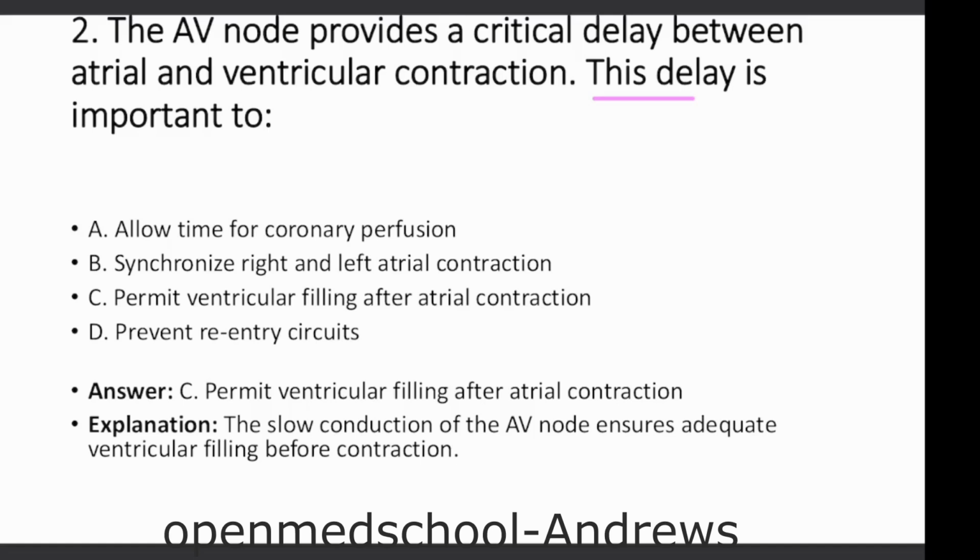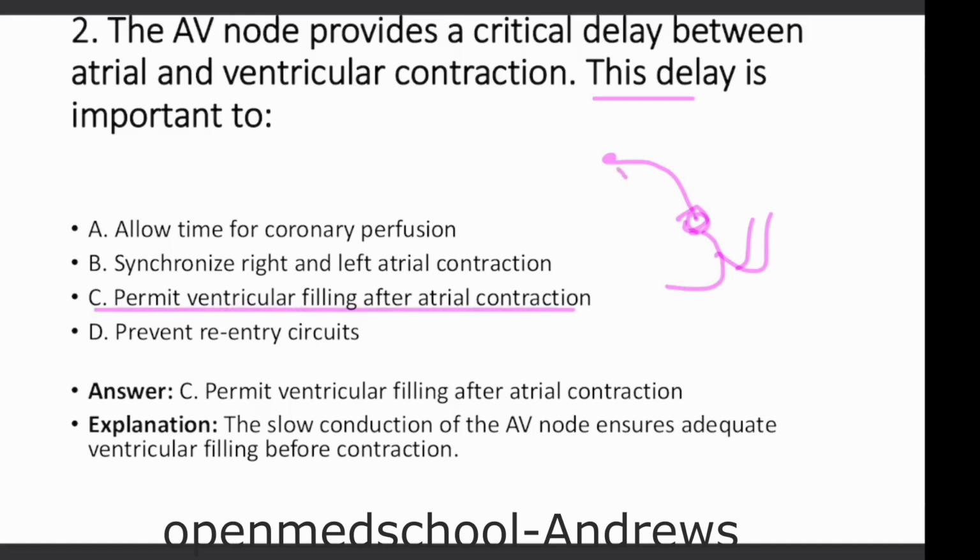So remember, this is the conducting system. There is a SA node. There is a delay in the AV node. Bundle of His, the right bundle, the left bundle, and the left will divide into two divisions. So why is there a delay in the AV node? The correct answer is, it permits ventricular filling after atrial contraction.